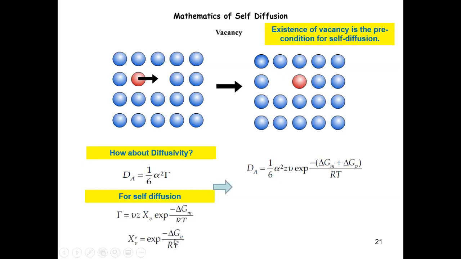So, if you plug this back in here, you see the first three or four terms will look exactly the same as in the interstitial case, right? We have the interatomic distance, coordination number, and this vibration frequency. But in the Boltzmann factor, this exponential form, you'll see that we have a huge increase of activation energy, which takes into account also the energy barrier for creating a vacancy.